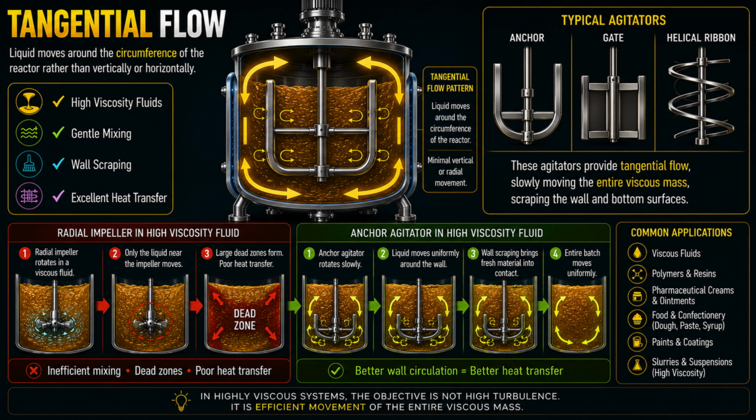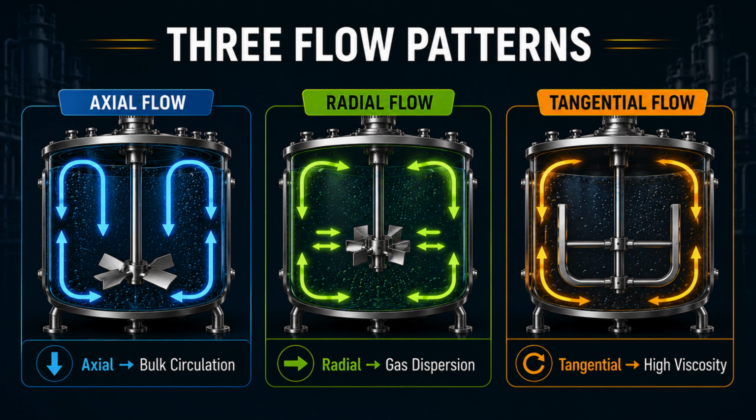An anchor agitator, however, slowly sweeps the liquid close to the reactor wall, continuously bringing fresh material into contact with the heating or cooling jacket. This improves temperature uniformity and prevents stagnant regions. In highly viscous systems, the objective isn't high turbulence. It's efficient movement of the entire viscous mass. We've now learned the three fundamental flow patterns used in industrial mixing. Axial flow provides excellent bulk circulation. Radial flow creates high turbulence and efficient gas dispersion. And tangential flow is ideal for highly viscous materials.